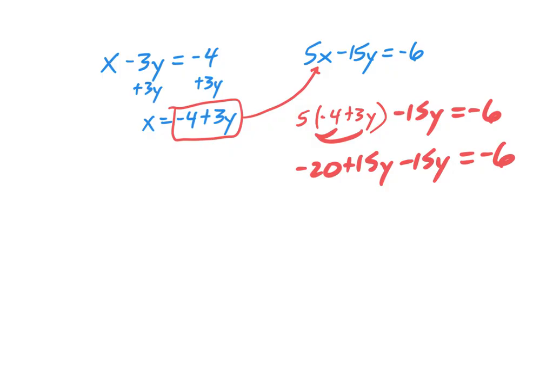On the left-hand side, we have 15y minus 15y. What happens when we subtract those two? 0. They're gone. So my y's have disappeared. And now I got this weird statement that says negative 20 equals negative 6. Not true, right? Not today, anyway. Negative 20 is not going to be equal to negative 6.